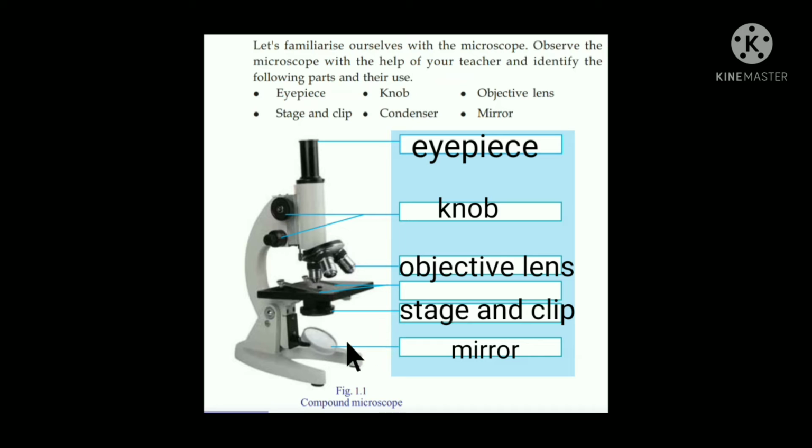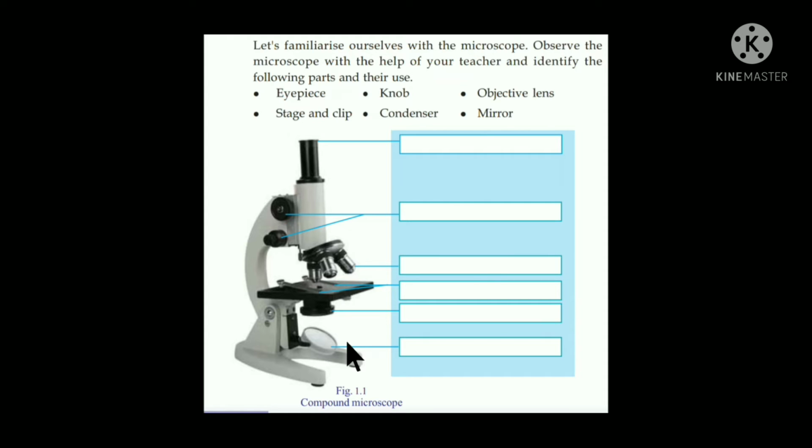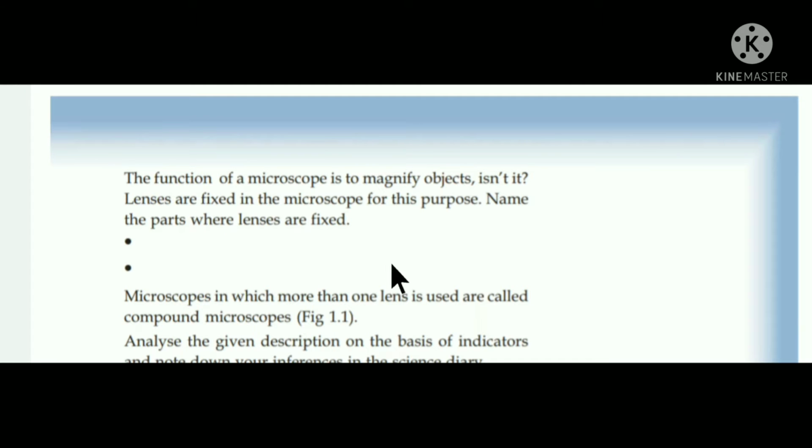So these are the common, familiar parts of a compound microscope. These are all already discussed in the textbook itself. Listen. Name the parts where lenses are fixed. Can you name those parts? There are mainly two parts. First one, eyepiece, and the second one, objective lens. Clear?